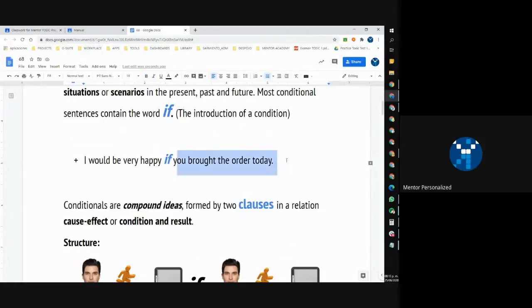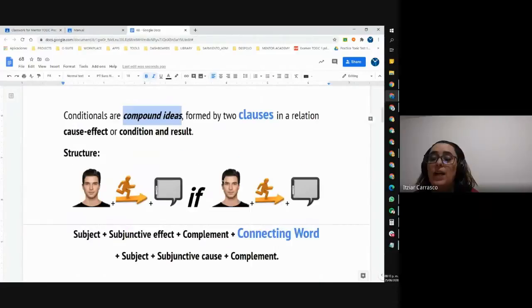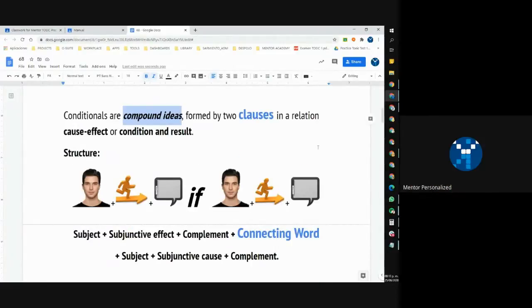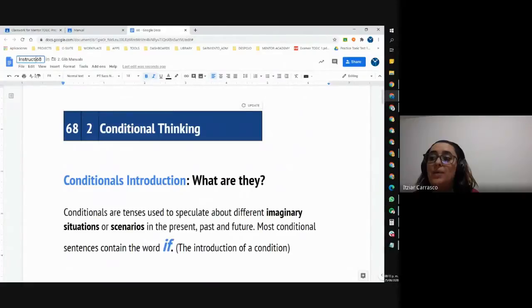This is necessary for me to experience this effect. Now, conditionals are compound ideas. How do you say ideas compuestas in English? Compound ideas. Repeat. Compound ideas.